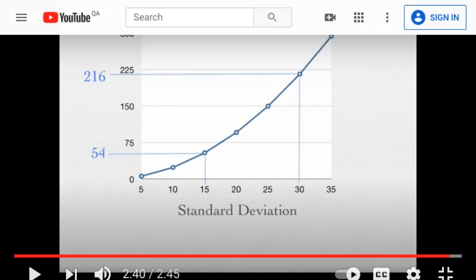Because if you have greater dispersion, what the graph is showing is you're going to have a very large sample. The difference between a standard deviation of 15 and 30 is the difference between 54 and 216 subjects. Okay, so I want you to understand that. Are there any questions about that?